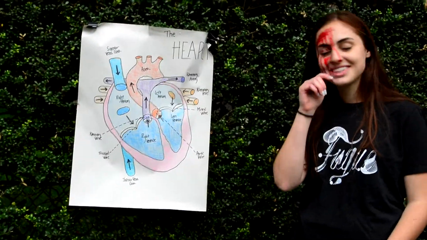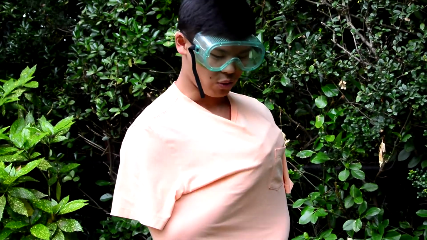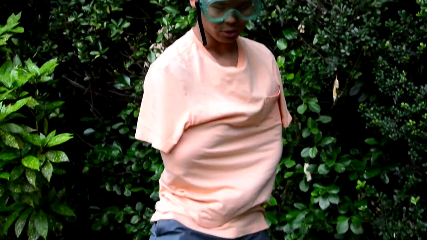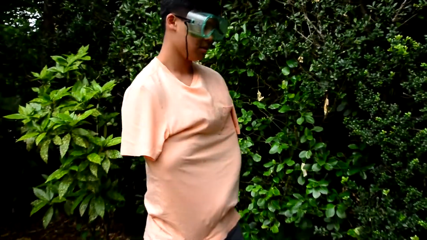Once in the left atrium, the blood moves through the mitral or bicuspid valve, then into the left ventricle.